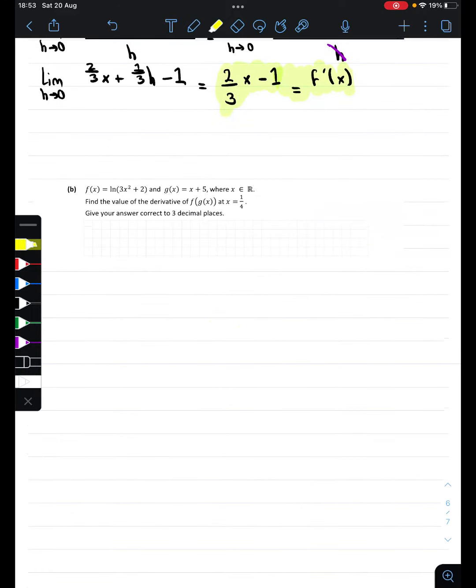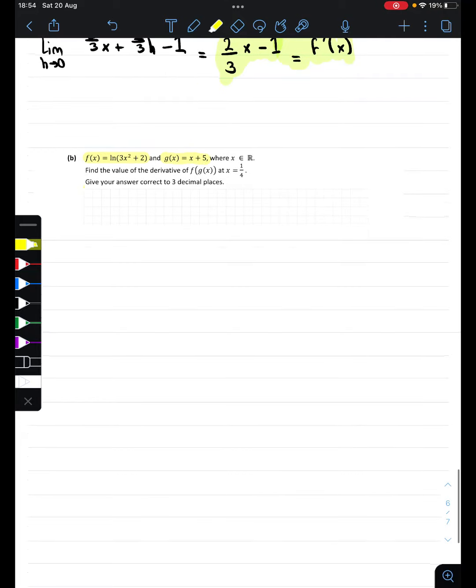Okay, now on to part B. f of x is ln(3x squared plus 2), and g of x is x plus 5, where x is real. Find the value of the derivative of f of g of x at x equals a quarter. Give your answer correct to 3 decimal places.